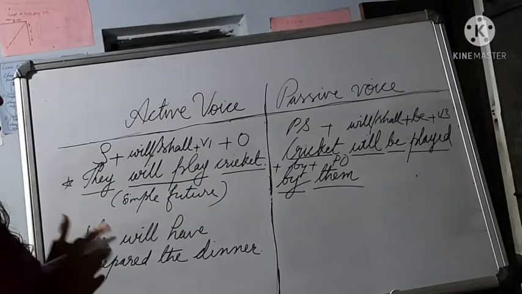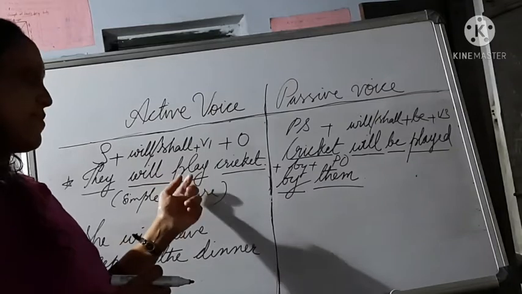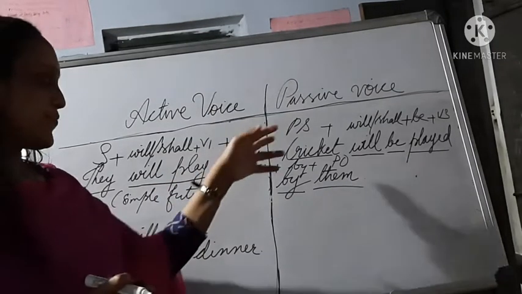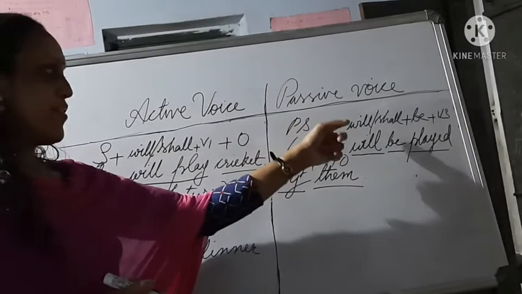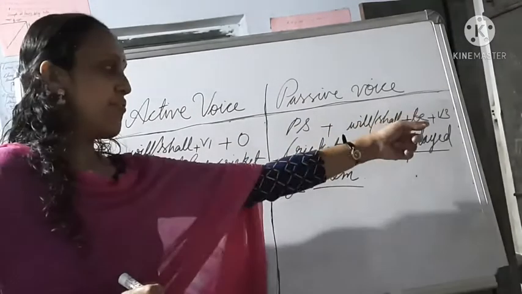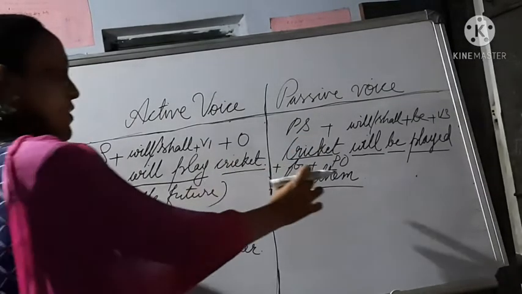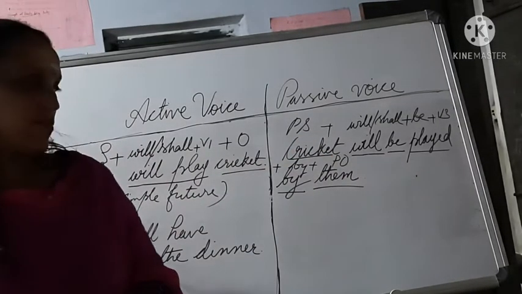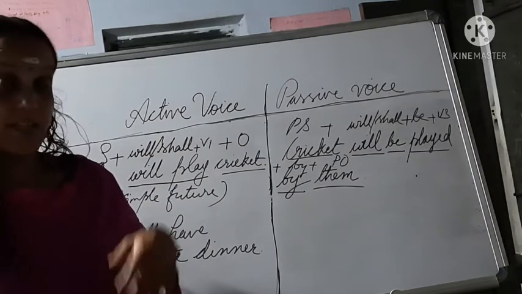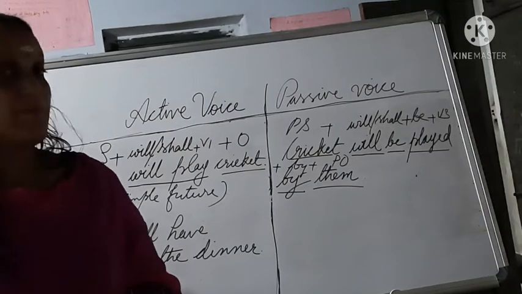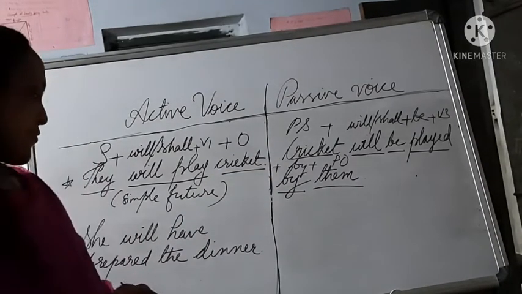Okay, so the rule to convert simple future, active voice to passive voice is: object, that is the passive subject, plus will or shall plus be plus V3 plus by plus the subject of active voice, and here it becomes the passive object. So study this rule also, then make sentences as much as you can and convert them into passive voice. I hope this is clear to you. Okay. Next one.